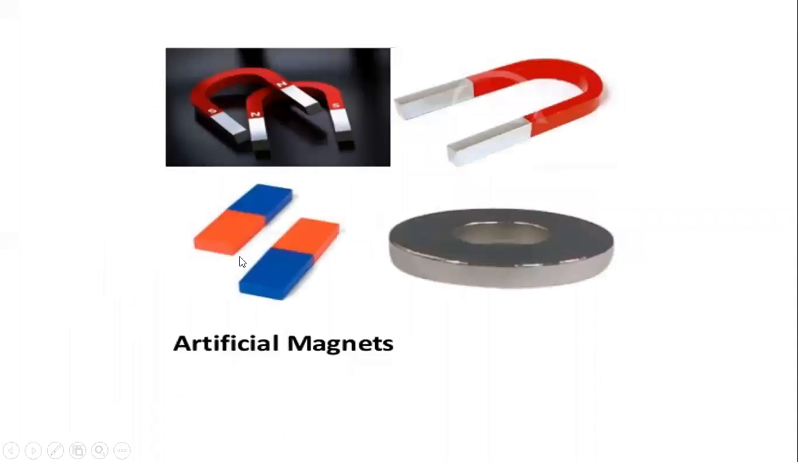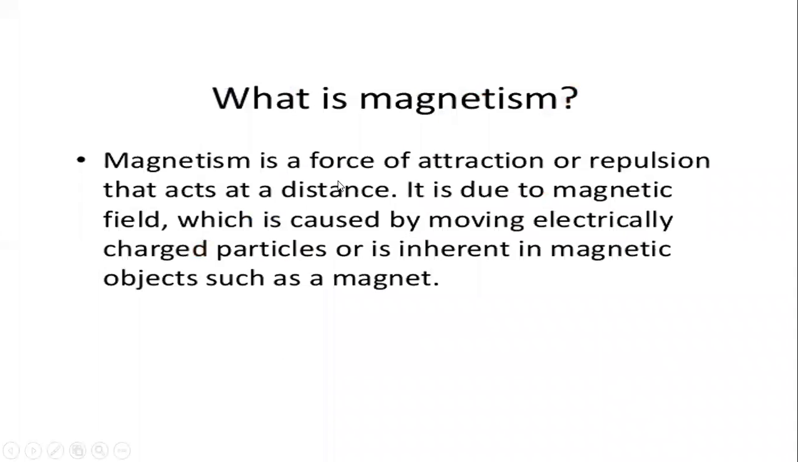So let us go for the next one. What is magnetism? Magnetism is a force of attraction or repulsion that acts at a distance. It is due to a magnetic field, which is caused by moving electrically charged particles or is inherent in magnetic objects such as a magnet. So this is called magnetism. Very simple, the attraction or repulsion. If something is attracting you, that is called magnetism.